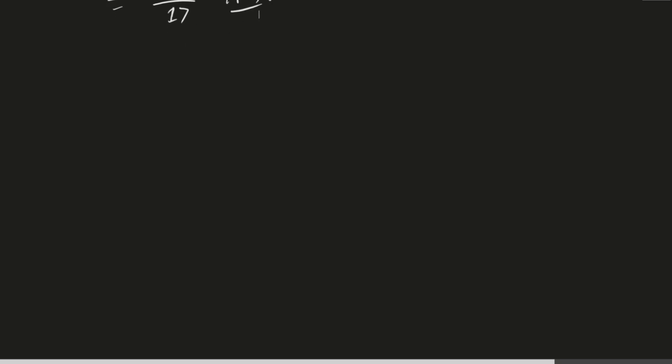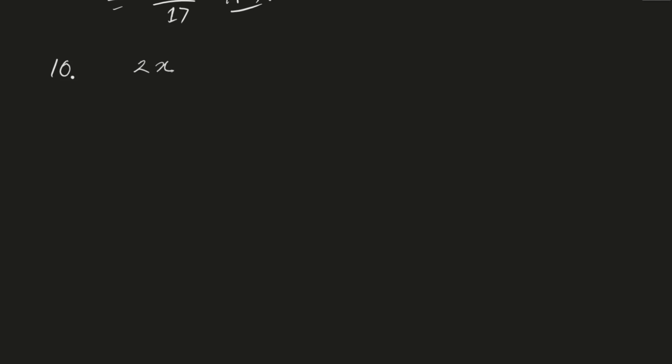Now number 10 is 2x to 3x, right? So we write it down like 2x over 3x. Cancel out x and x. Our answer is 2 by 3. This is our answer.